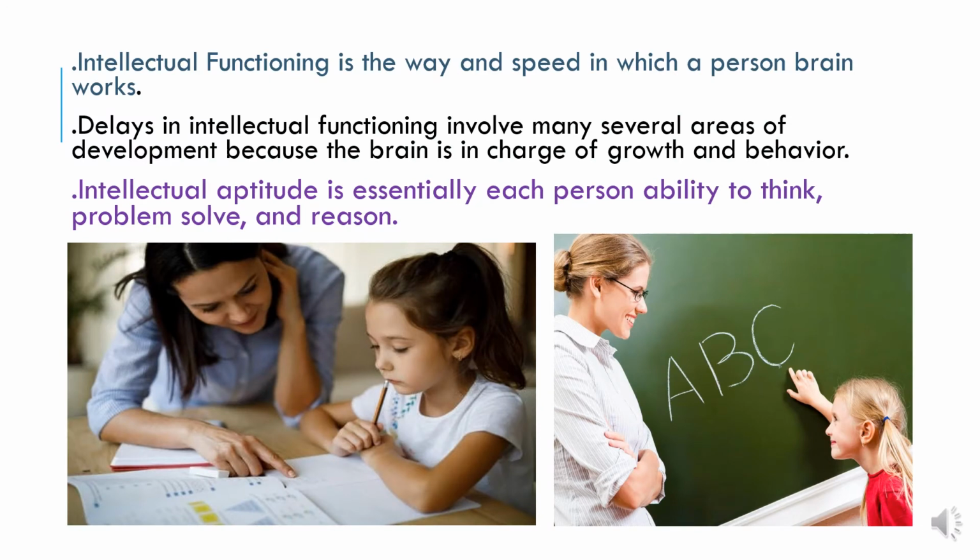Intellectual functioning is the way and speed in which a person's brain works. So, intellectual functioning is the way that the person's brain works through the process. Delays in intellectual functioning involve several areas of development because the brain is in charge of everything in our body, including growth and our behavior. Intellectual aptitude is essential because it enables the person to think, problem solve, and reason.